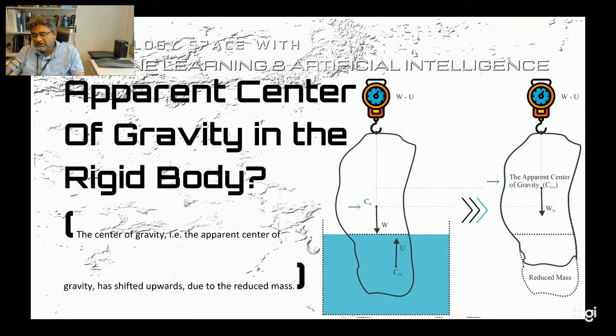So the initial center of gravity for this rigid body was at the CG location. Now you can see that the center of gravity has shifted upwards in this rigid body, and it is denoted by CGA, which is defined as the apparent center of gravity for that rigid body. So you can imagine in this situation, since the mass distribution has changed, especially you lost some mass in this rigid body, the center of gravity location has changed. So that variation is introduced as the apparent center of gravity in this presentation.